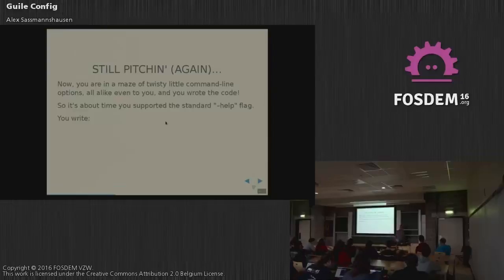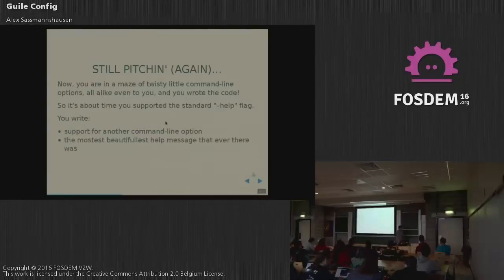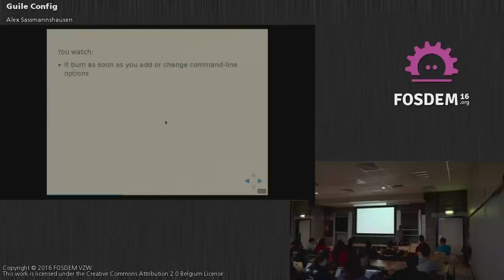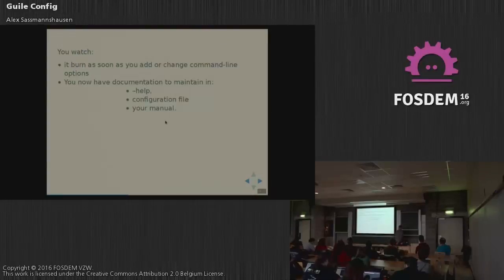So this is where the help flag that pretty much all command line programs support needs to come in. So you need to write that. You write support for another command line option, in this case the help flag, and then you write the most beautiful help output that you've ever seen. Very clear, super wonderful. And then you watch it burn as soon as you add another command line option. Or you now have documentation to maintain in the help output, in the configuration file where you write your commentary to help people, and also in your manual, which of course you maintain because manuals are important, right? So you've got three things to maintain now, and your code has become even more complicated. This is really depressing.